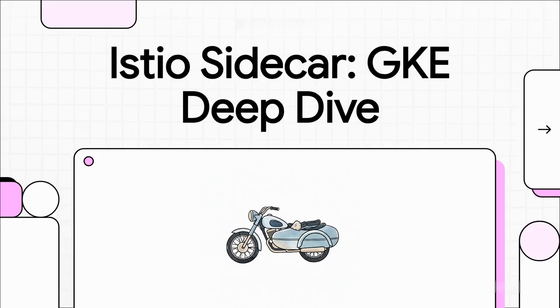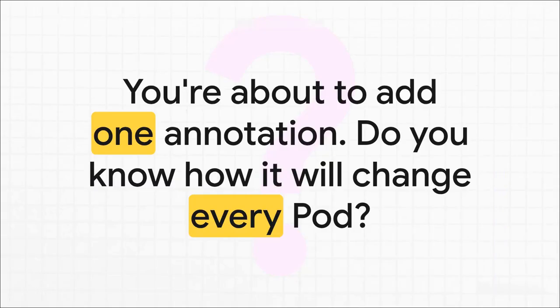All right, let's get right into it. We're going to talk about the Istio sidecar and what it actually does to your GKE cluster. And I'm not talking about theory here. We're going to look at the real, practical, nitty-gritty changes that happen the second you decide to enable that service mesh. So think about this for a second.